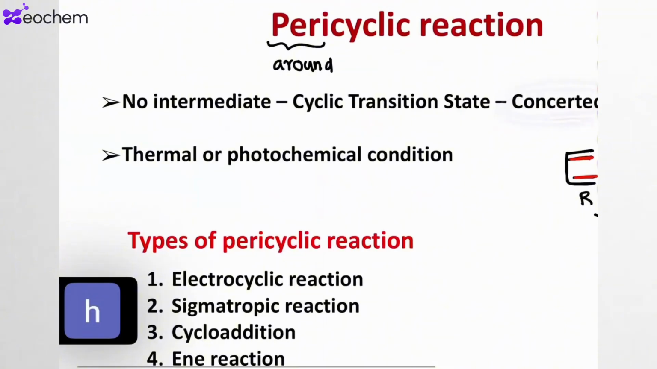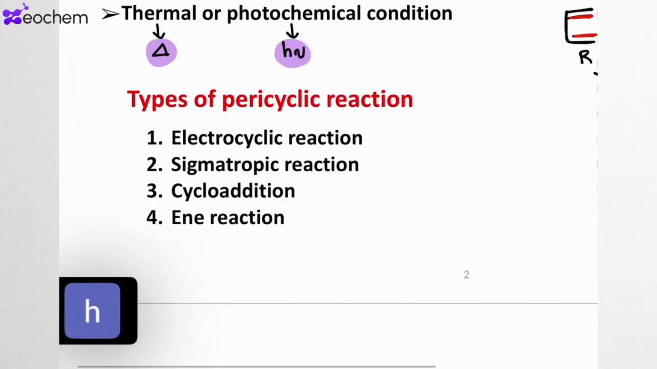Now we'll look at the conditions for a pericyclic reaction. There are two conditions. Either it can be thermal, which we will denote by delta, or photochemical, which we will denote by h nu. So either it is thermal or photochemical condition. And there are different types of pericyclic reaction like electrocyclic, sigmatropic, cycloaddition, and ene reaction. In this lecture, we'll focus only on electrocyclic reaction.